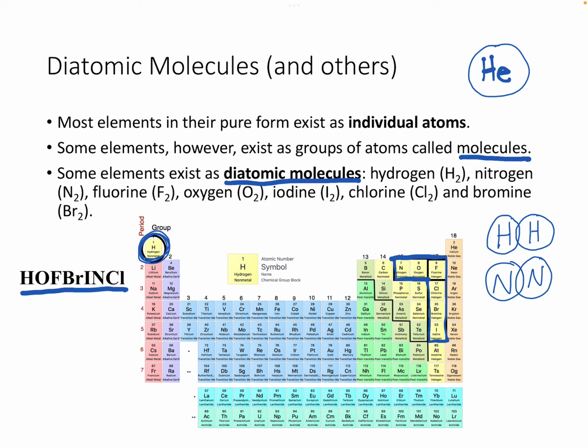Now, the reason why it's important to remember the diatomic molecules is later on, we're going to start writing out chemical reactions. And we need to remember that hydrogen, nitrogen, etc. will have 2 atoms bonded together because that's going to affect our chemical reactions. So just keep this in the back of your head for now, and it'll come up again later.